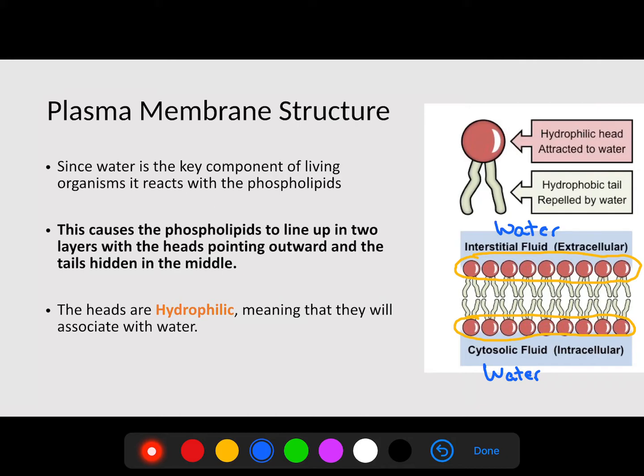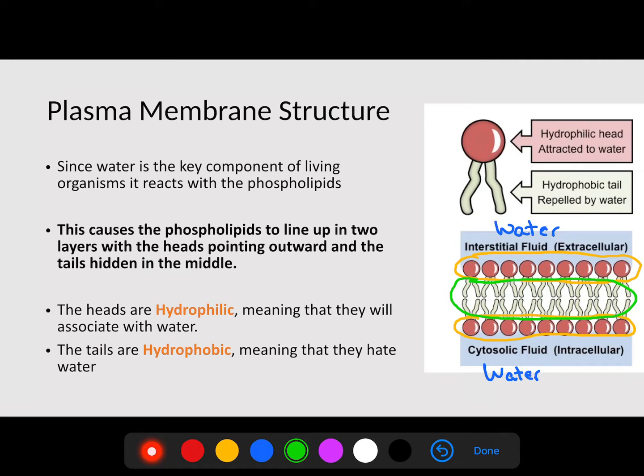Now, the rule that I always use, or the little trick that I use to remember this, is you lick things that you like. So hydrophilic, you are licking water, you like water. So again, that's how I remember that. Now, the tails are always associated on the inside. And the reason that they're associated on the inside is because they're hydrophobic, meaning they hate water. They don't dissolve in water.